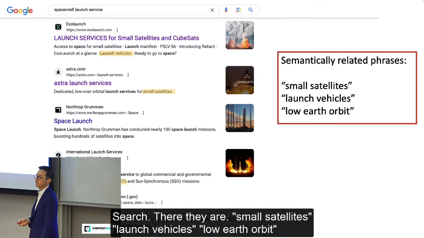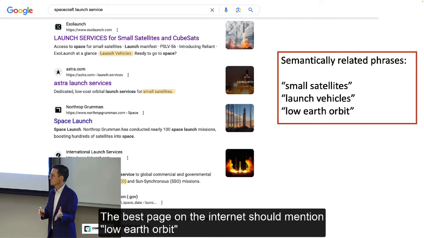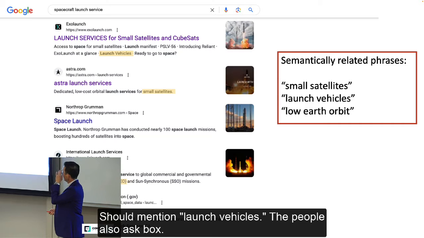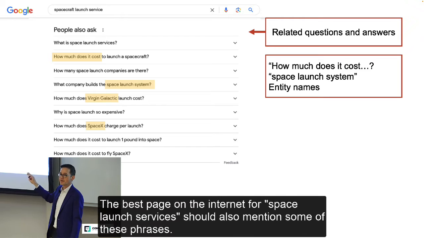Small satellites, launch vehicles, low Earth orbit. The best page on the internet for the topic of satellite launch services should mention low Earth orbit, should mention launch vehicles. People also ask box. How much does it cost? Space Launch System, Virgin Galactic, and SpaceX. The best page on the internet for space launch services should also mention some of these phrases, right?